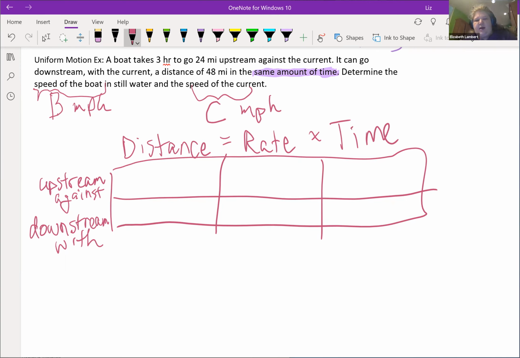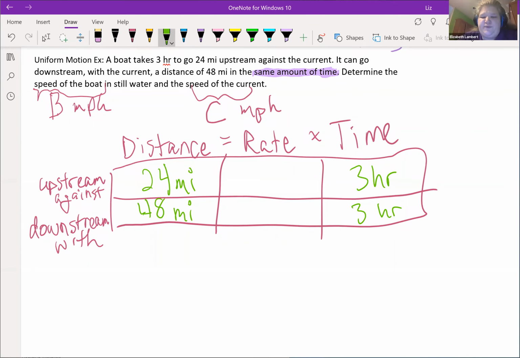So when I go upstream, let's check out what we got. I got 3 hours. And I got 24 miles. And I need something for the rate. Let's fill in the other things we know though. Downstream with the current, the distance is 48 miles for the same amount of time. Cool. It was the same amount of time and they gave us the number for that. So both of those are 3 hours. And then I just have to figure out my rates.